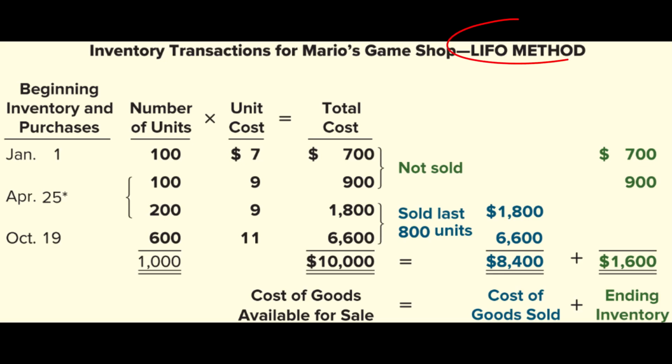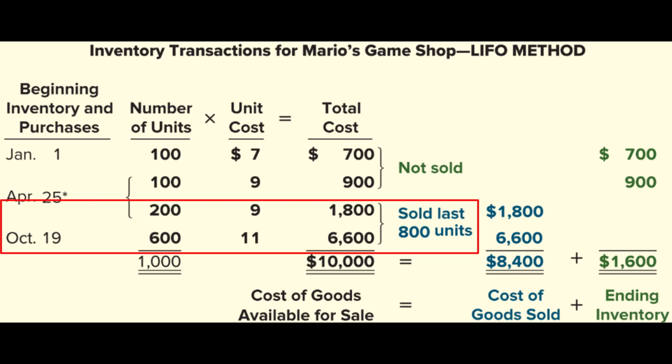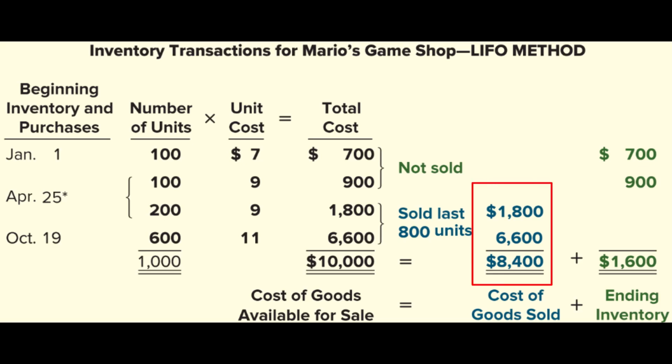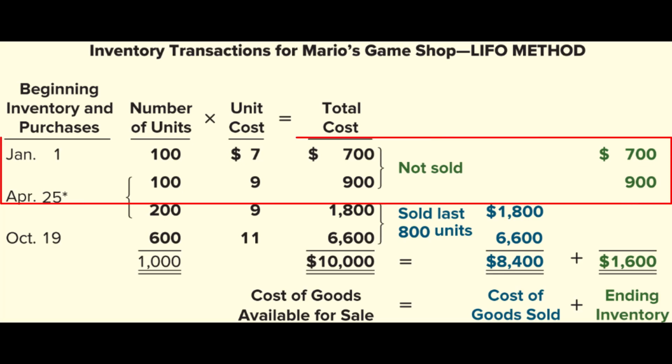Next is LIFO, or last in, first out. Here, we assume the opposite. The last units purchased are the first ones sold. Think of a stack of firewood you take from the top of the pile. To find the cost of our 800 units, we start from the bottom of our inventory list. We assume we sold all 600 units from the October purchase and 200 from the April purchase. This results in a cost of goods sold of $8,400. The ending inventory is now made up of the oldest units, valued at $1,600.